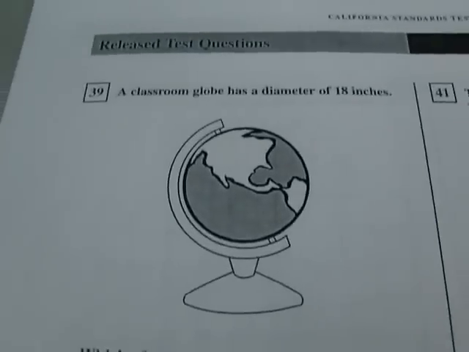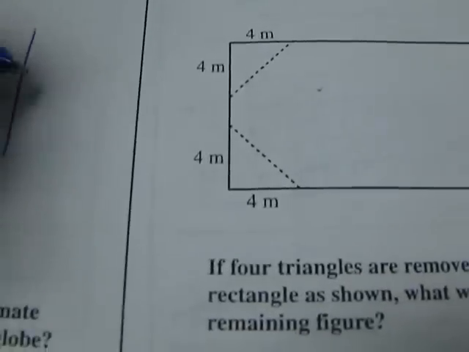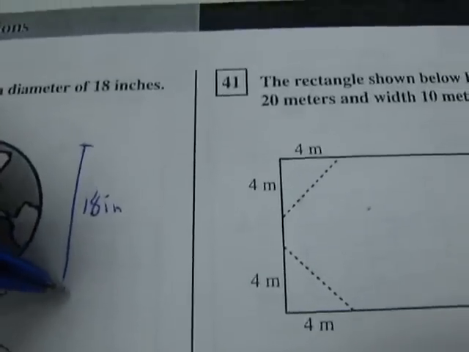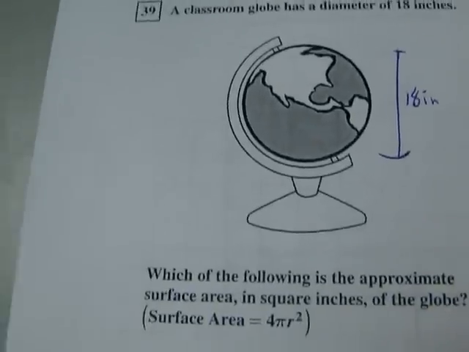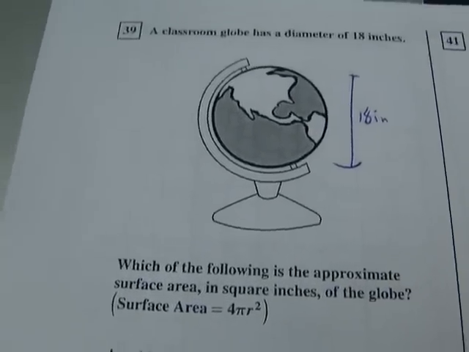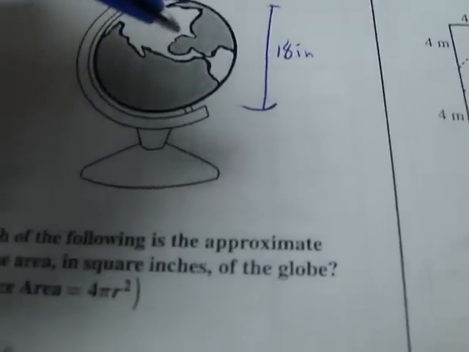Okay. Number 39. A classroom globe has a diameter of 18 inches. Okay, that tells us that this distance is 18 inches. So let's make sure to mark that correctly. Which of the following is the approximate surface area in square inches of the globe? Okay, so luckily it totally gives us the formula. So it's 4 pi times the radius squared.